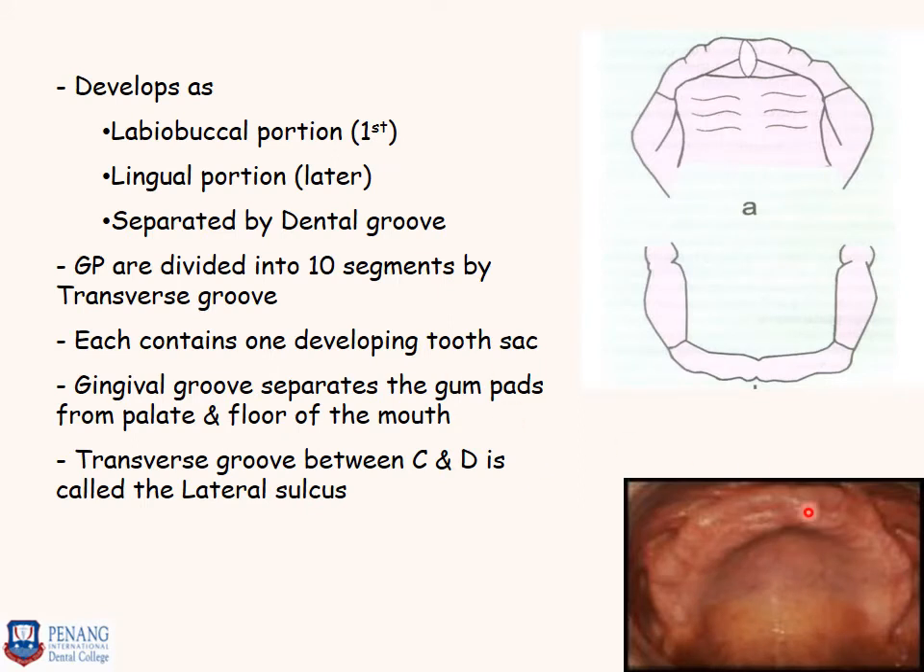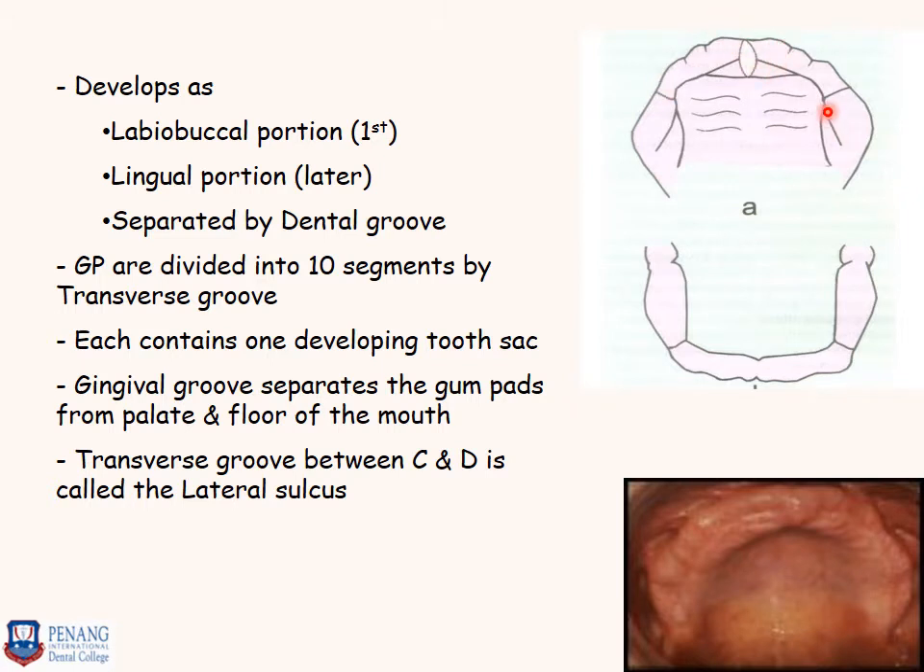So here in this picture you have the gum pads. This is the maxillary gum pad. As the gum pads develop, they develop into the labiobuccal portion and the lingual portion, which are separated by dental grooves. The labiobuccal means the labial surface, this one, that is the first portion. Then you have the lingual portion, which is towards the palatal surface and develops later, and these two are separated by the dental grooves.